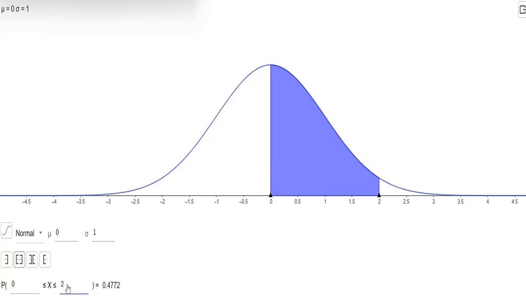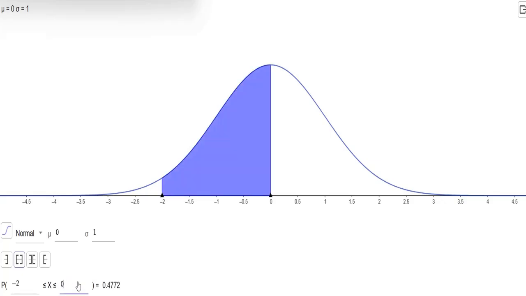Okay. So now I want it between 0 and -2. Let me change it to -2. If I plot, this will be -2 to 0. This is the portion to your left. You can see that for -2 to 0, the probability is 0.4772. Make a note of it.